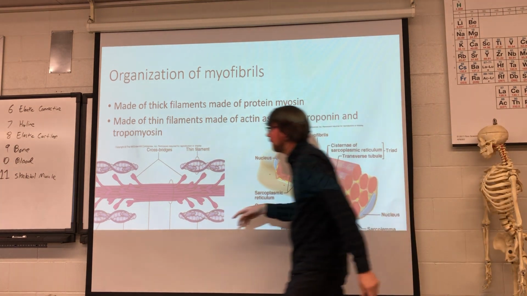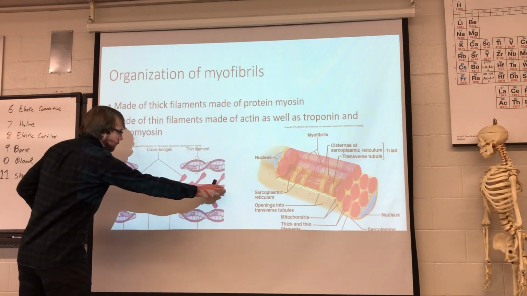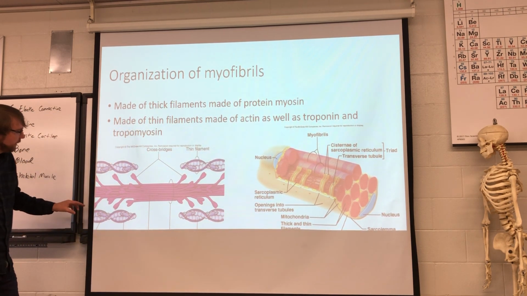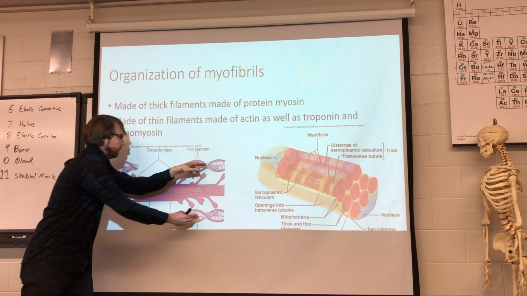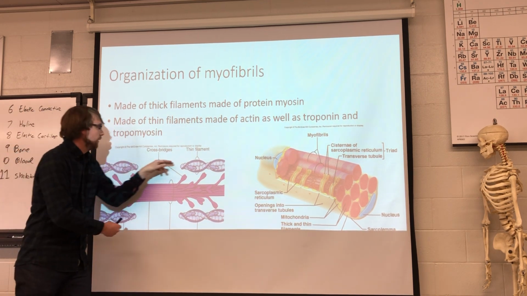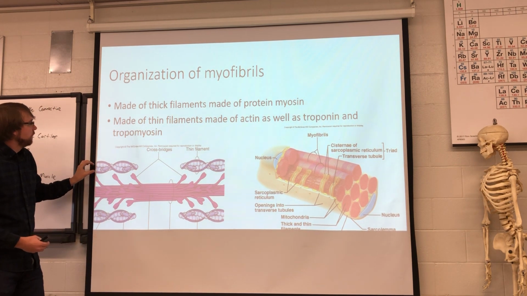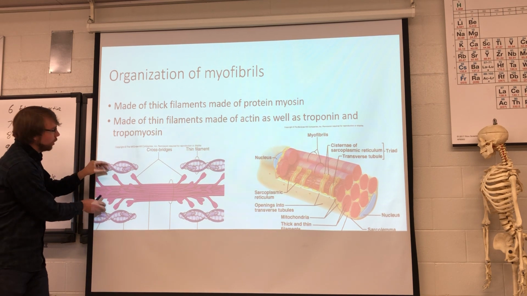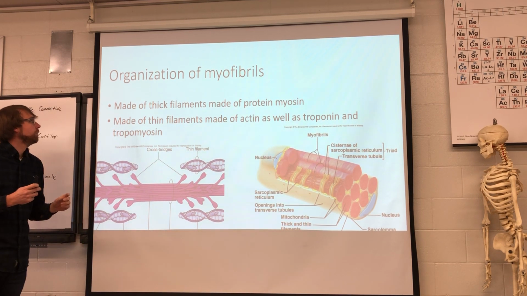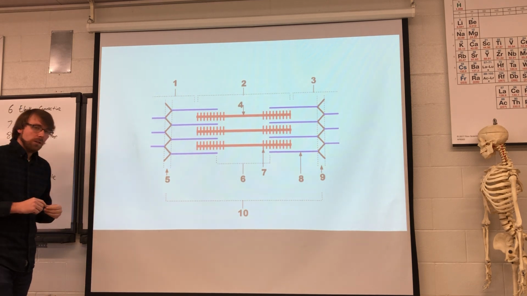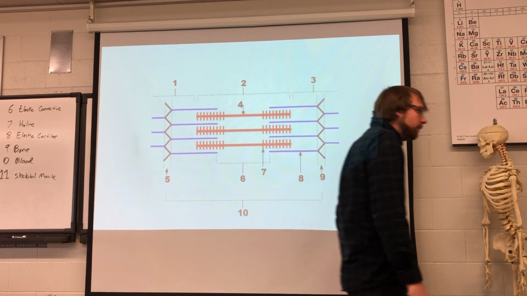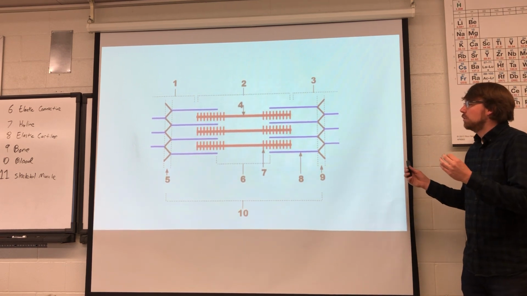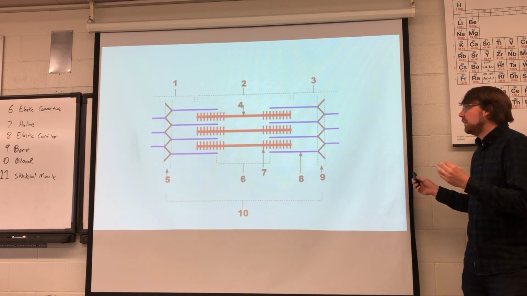They are made of thick filaments, which are made of myosin. So this pink here is myosin. Then there are these purples. So the light purpley dots are going to be actin. Then there is going to be troponin and tropomyosin, which are these dark purples. So this is a very basic diagram showing a sarcomere. So sarcomeres have all of these parts.